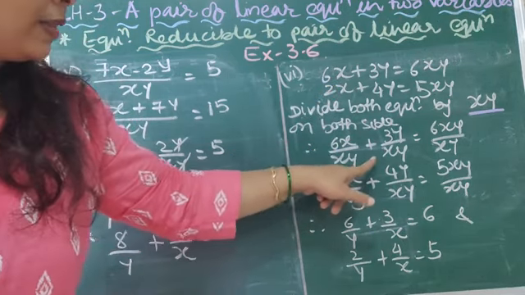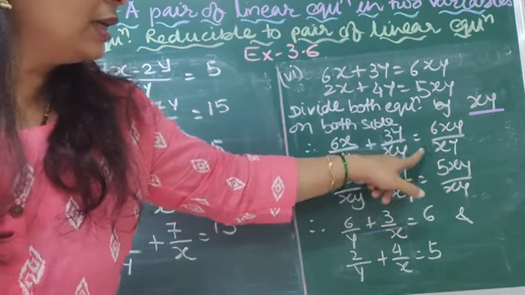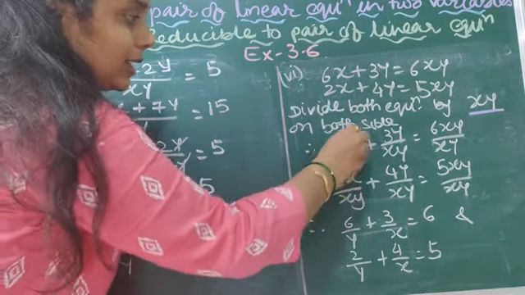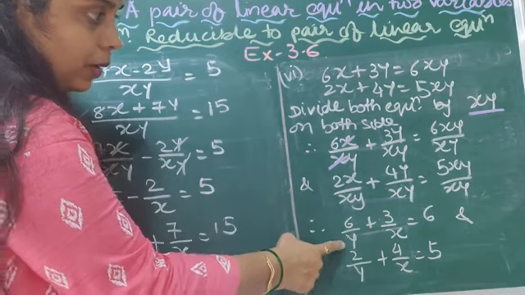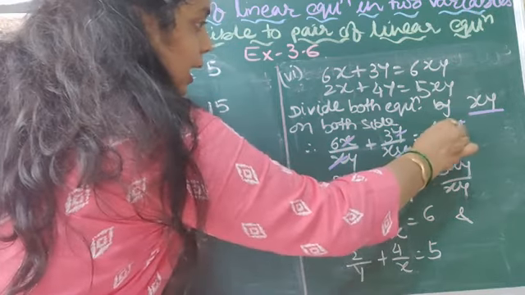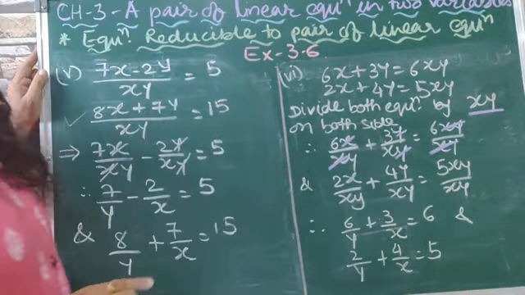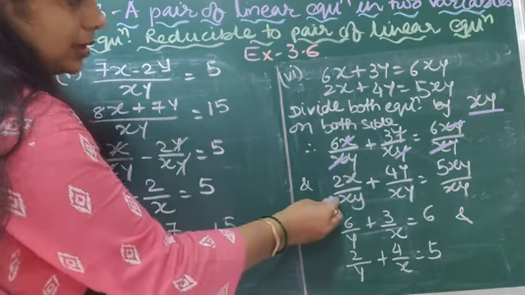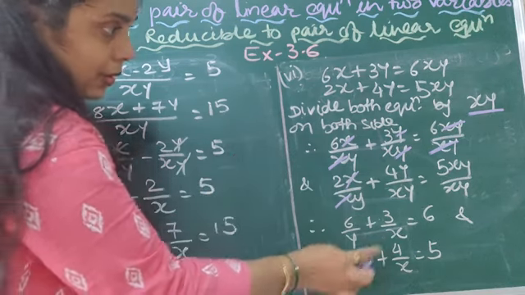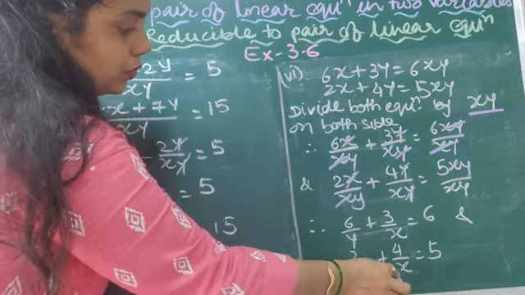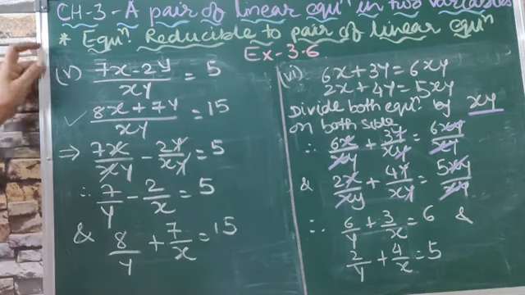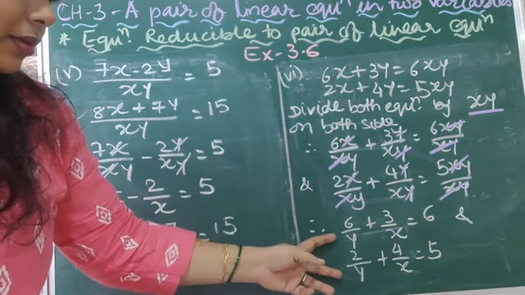Dividing both equations by xy, what do we get? 6x/xy + 3y/xy = 6xy/xy. As the common factors cancel out, x cancels out, so 6/y. y cancels out, so 3/x, and xy cancels out, so only 6. Similarly, in the second equation, x cancels out, so it is 2/y, y cancels out, so it is 4/x, and xy cancels out, so just 5. Now again you have to repeat the same method.